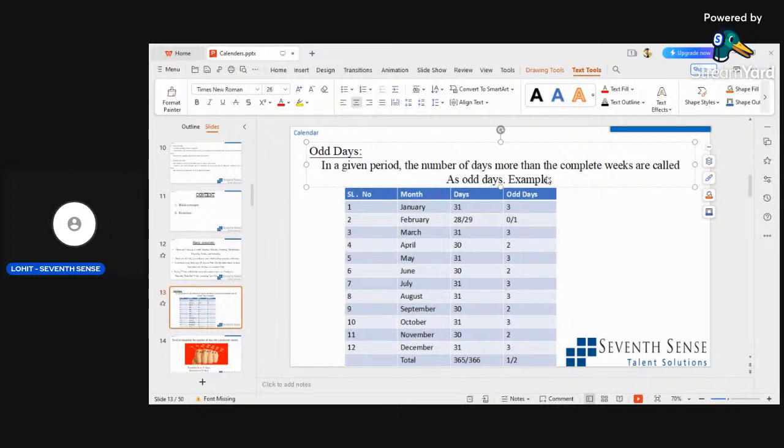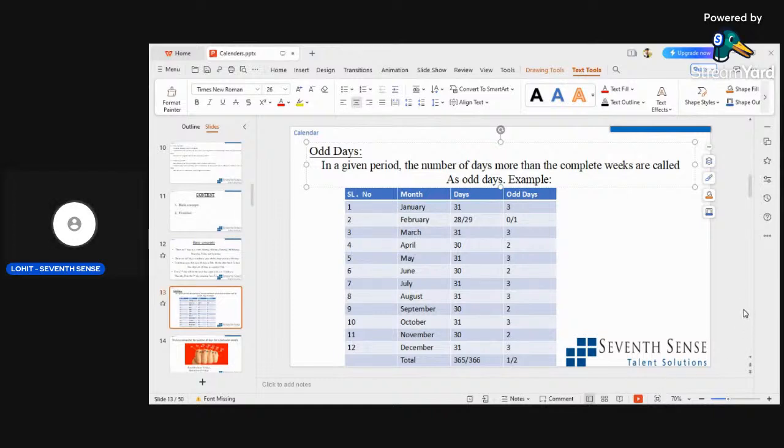In simple words, complete weeks left with the days are known as odd days. I will repeat again: complete weeks left with the days are known as odd days. Now I will just post a question here. Suppose I am having 25 days.